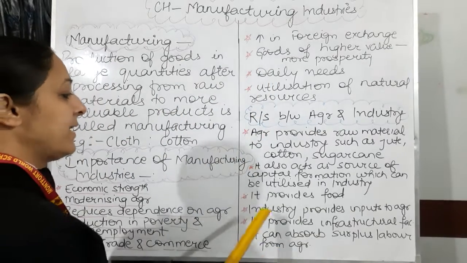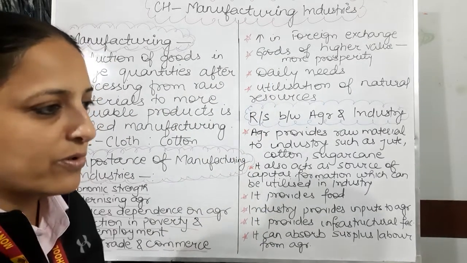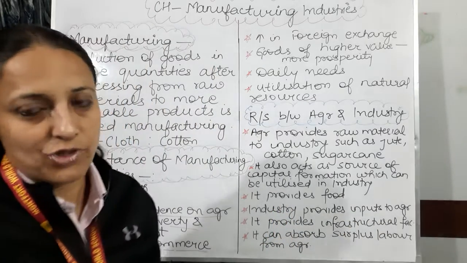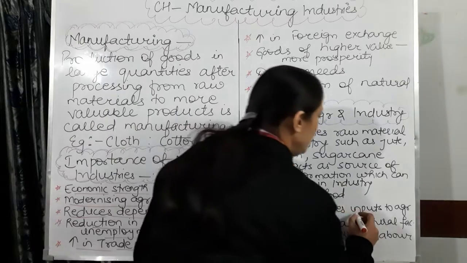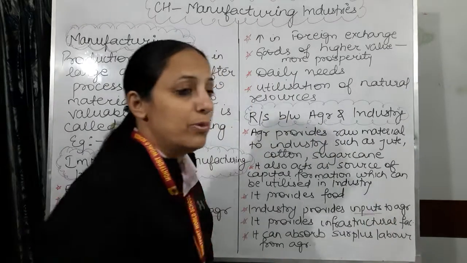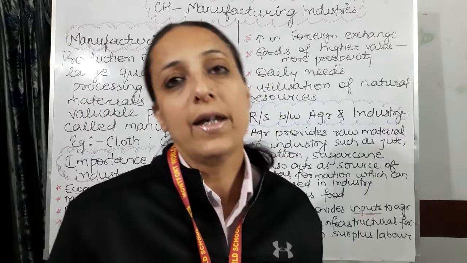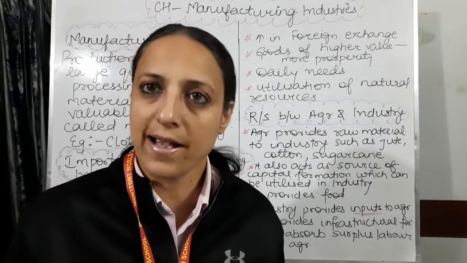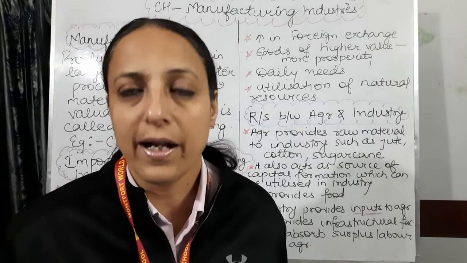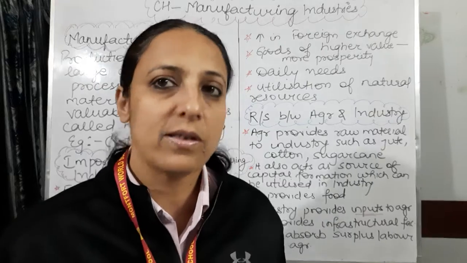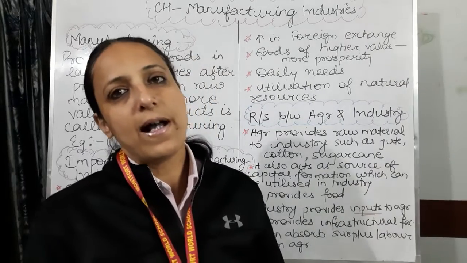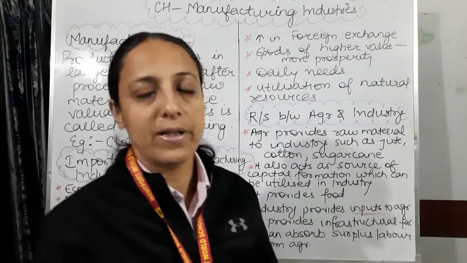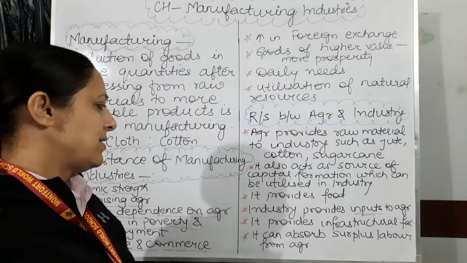Next is the industry. Now let's see what are the contributions of the industry to agriculture. So industry provides inputs to agriculture. This is very important. Whatever inputs are required in order to improve the productivity of agriculture are supplied by industry only, whether it is fertilizers, pesticides, any machinery, any equipment. So all this is supplied by industry, which makes the agriculture process more efficient and the productivity of agriculture increases.